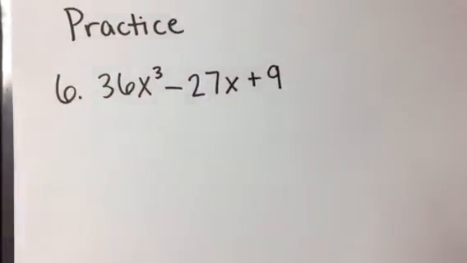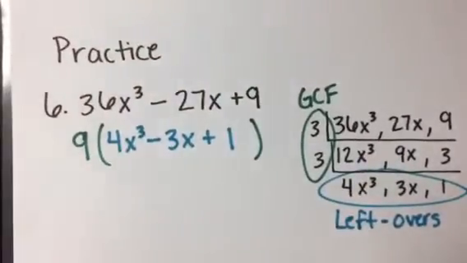Try number 6 on your own. Press pause to work this out. Check your work for number 6. The answer should be 9 times 4x to the third minus 3x plus 1.